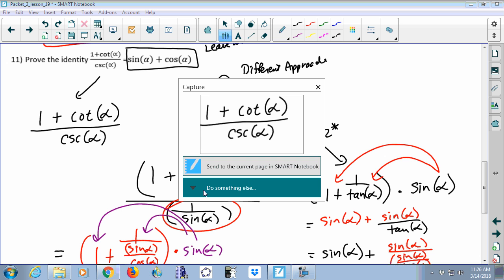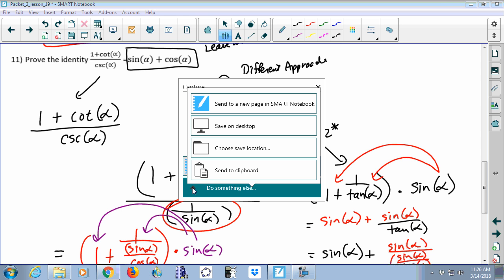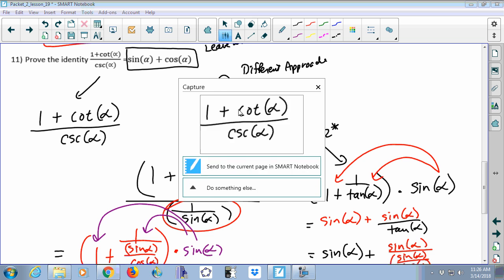Send to the current page, do something else. What do I want to do with this? Save, choose location, send to new page.